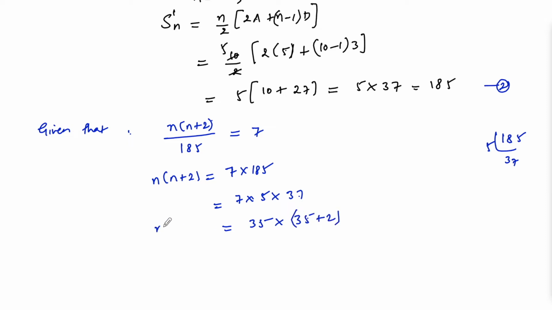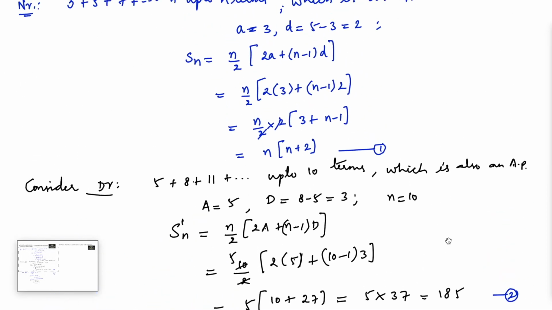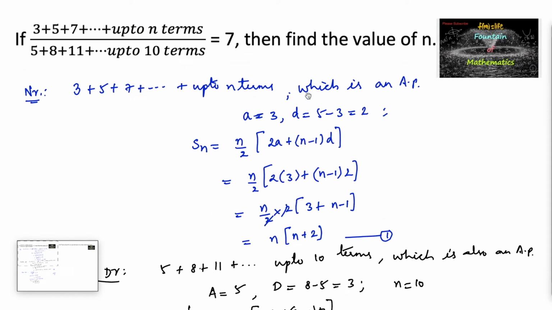And then comparing on both sides, n into n plus 2, we can say very clearly that n is equal to 35. So n is equal to 35 is possible. The sum of 3 plus 5 and so on up to 35 terms upon 5 plus 8 plus and so on up to 10 terms, the ratio will be equal to 7. Okay.